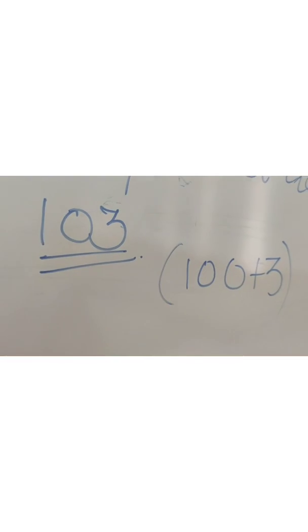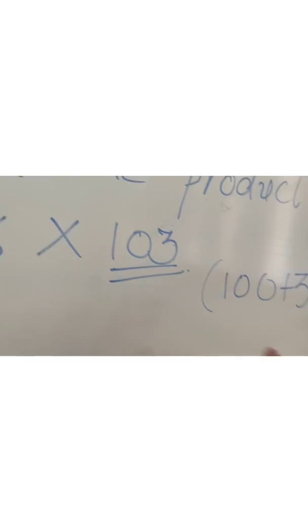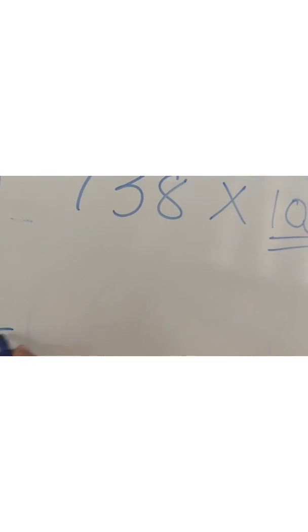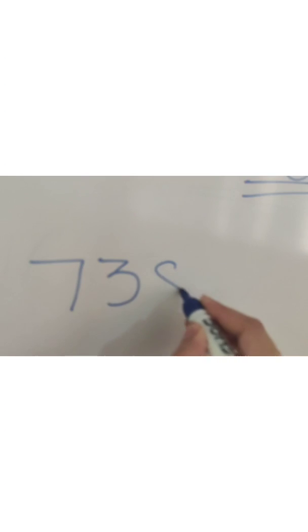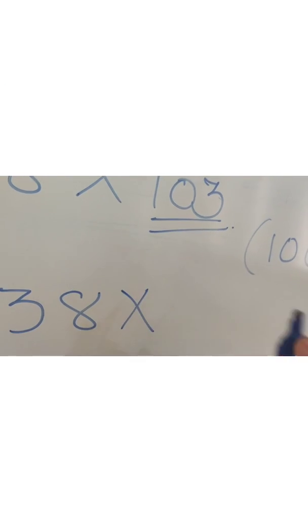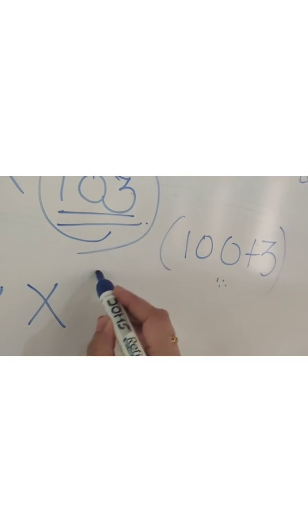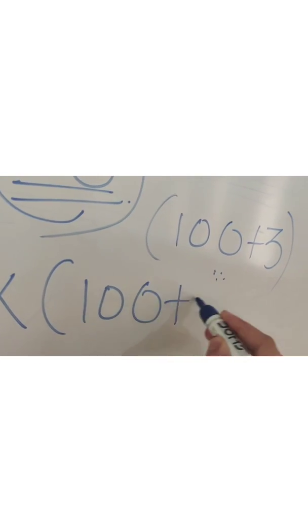100 plus 3, 100 plus 4, 100 plus 2, likewise, and then you will replace it. So 738 will be as it is, this multiplication sign will be as it is, and this 103 will be replaced by this 100 plus 3.